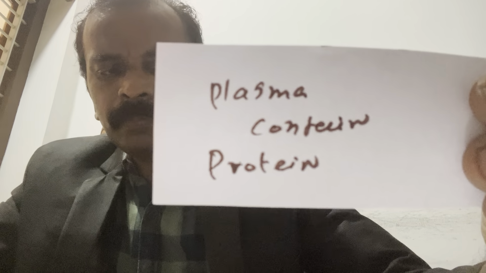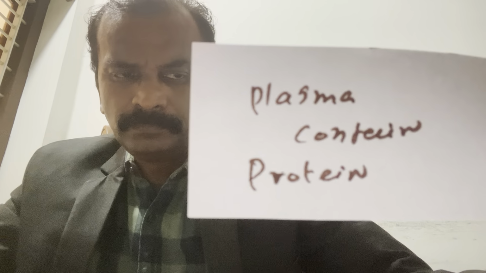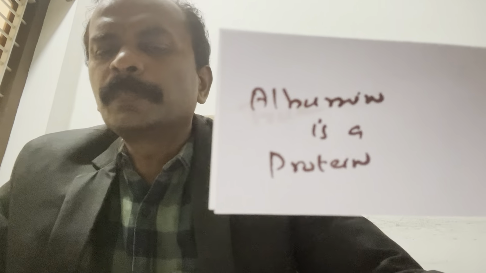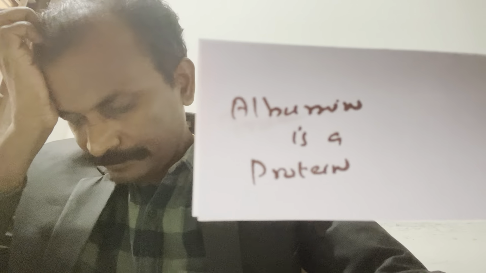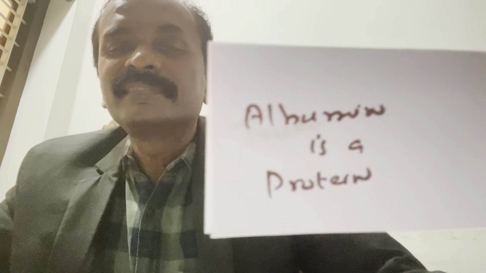Plasma contains albumin. No. Plasma contains protein. True or false? It is a true statement. See, albumin is a protein. What is your answer? Albumin is a protein. Which of the following is a protein? If you know this, you can answer. True or false? Albumin is a protein is a true statement.